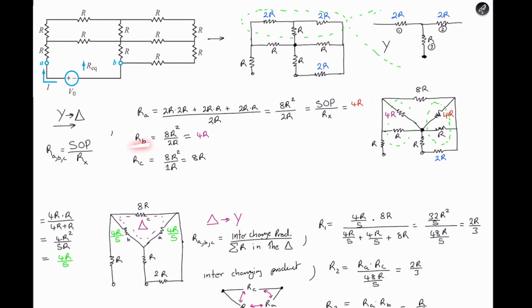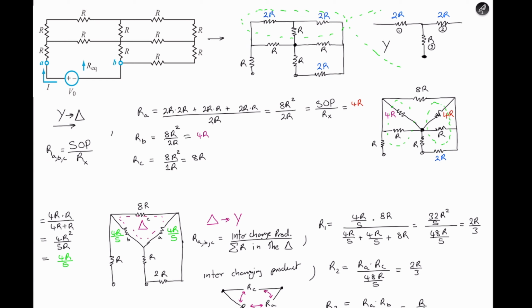Moving on to RB, we know that the sum of the products is going to equal 8R squared. The target resistor, 2R, simplifies to 4R. For RC, it's still the same sum of products. However, this time R3 is going to equal R, which gives us 8R. In the delta configuration, C is going to equal 8R. Then A is going to equal 4R, and B is going to equal 4R. So we now move on.